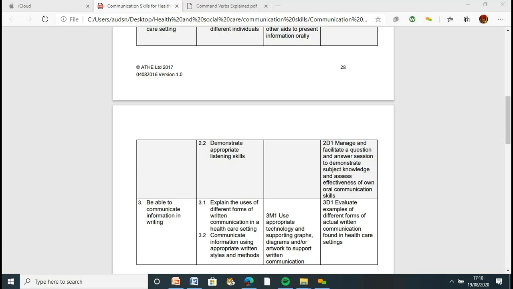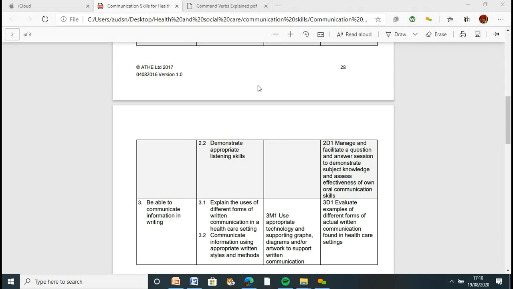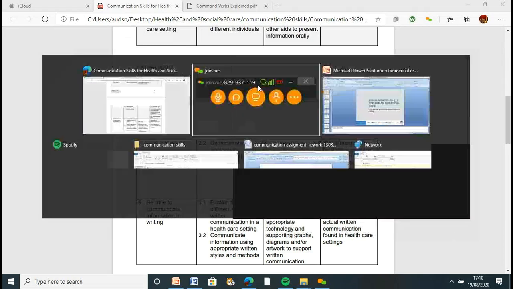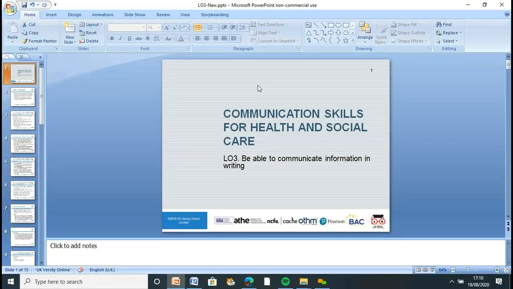Okay, so 3.1 is to explain the uses of different forms of written communication in a healthcare setting. And then 3.2 is communicate information using appropriate written styles. Then you were going on to 3M1, that stands for the merit question: use appropriate technology and supporting graphs, diagrams, and artwork to support your written communication.